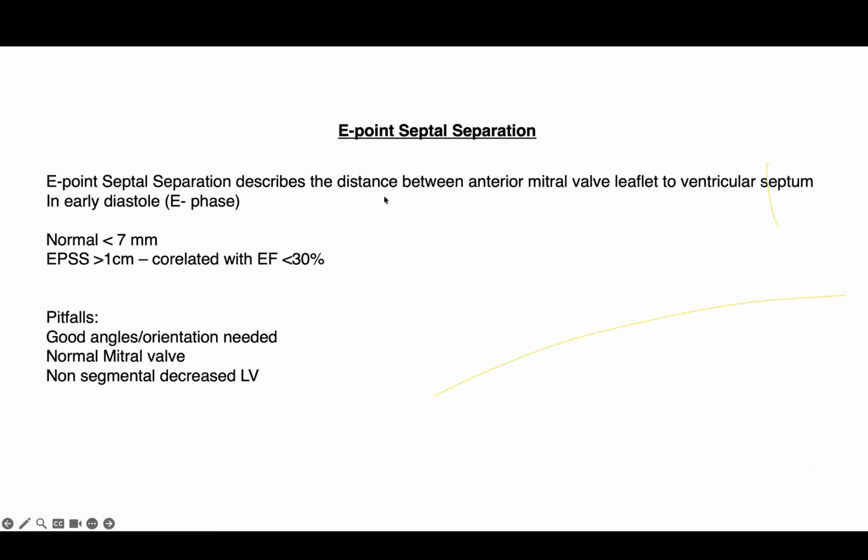So it describes the distance between the anterior mitral valve leaflet and the ventricular septum in early diastole. That is the E phase. The normal is less than 7. If it is more than 1, it correlates with an EF of less than 30%. Again, between 7 to 1 is a gray area, but that denotes dysfunction. But usually 0.6 and below is taken as normal.